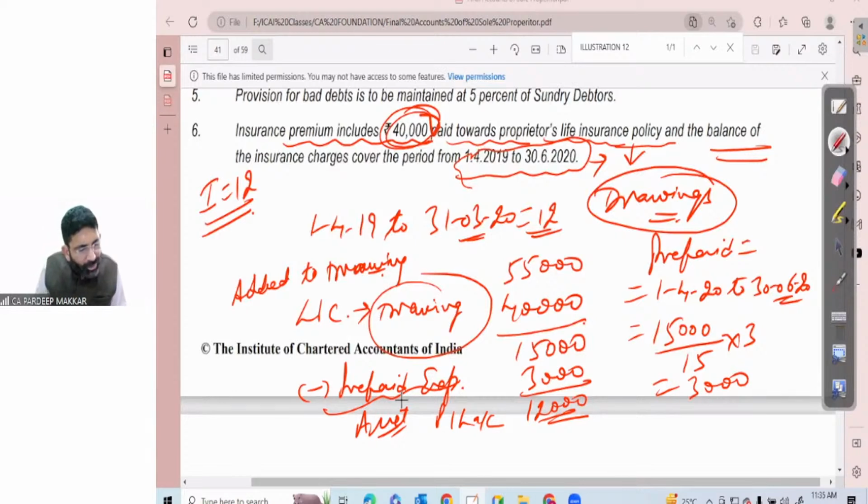Anmol, I have already mentioned, if goods are sent on approval basis and the period is not yet completed on the date of closing the account, then we have to add it in closing stock. Yes, beta, it will be added in closing stock at cost price. Goods sent, that is a discussion which we have already made.